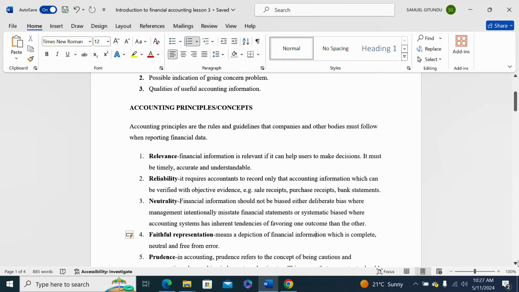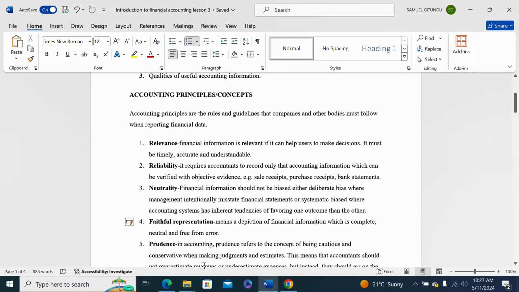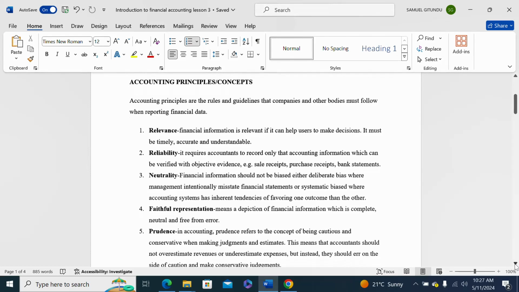Then we go to the fifth principle, which is the principle of prudence. We say that in accounting, prudence refers to the concept of being cautious and conservative when making judgments and estimates. This means that accountants should not overestimate revenues or underestimate expenses, but instead they should err on the side of caution and make conservative judgments. Therefore, when you are making estimates, you must be cautious.